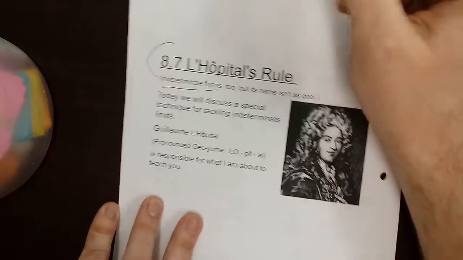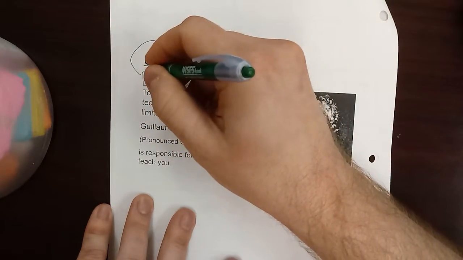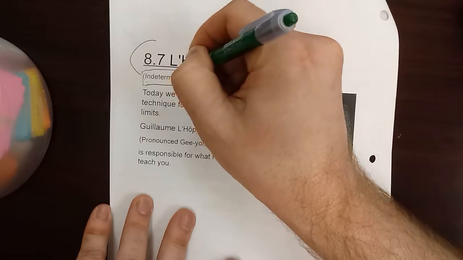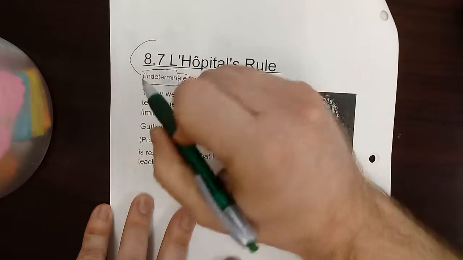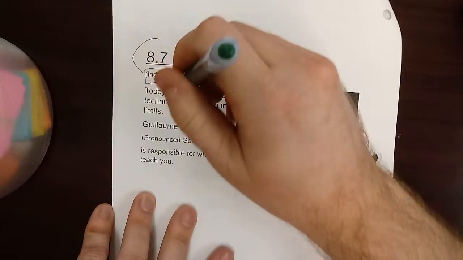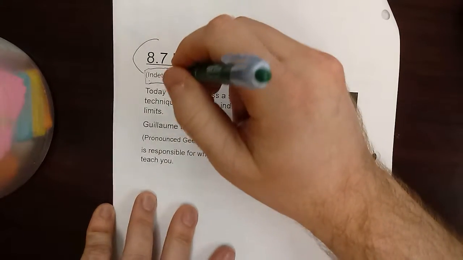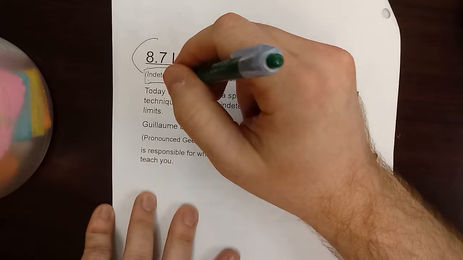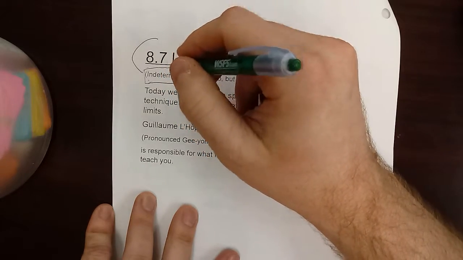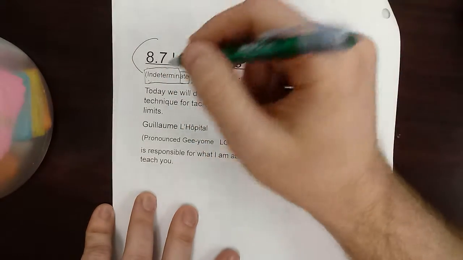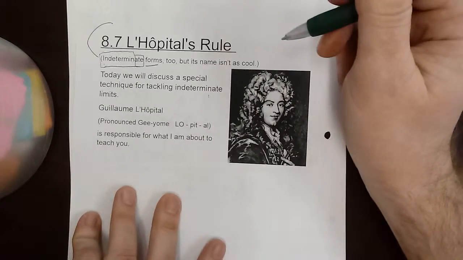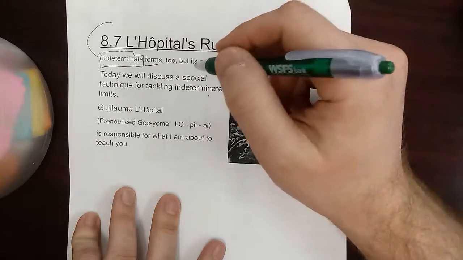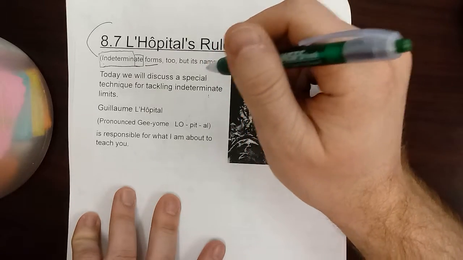So indeterminate, remember, we talked about this at the beginning of the year. Indeterminate means I can't determine it. It means that we are not sure. It doesn't mean no, and it doesn't mean yes. It means I don't know. That's what it means if we can't determine something. We're not sure. So we're going to discuss a special technique for tackling indeterminate limits.